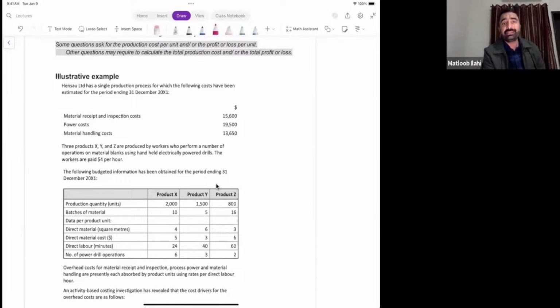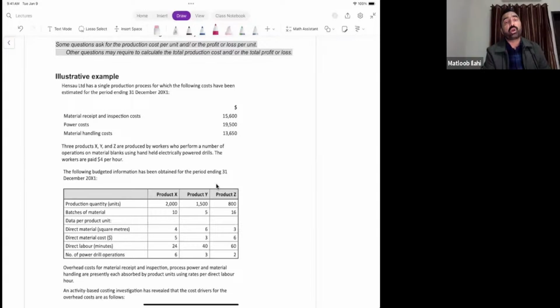So let's discuss this illustrative example. PeCC Limited has a single production process for which the following costs have been estimated for the period ending 31st December 20x1. These are 3 different types of cost. Material receipt and inspection cost is 15,600. Power costs are 19,500. Material handling costs are 13,650.